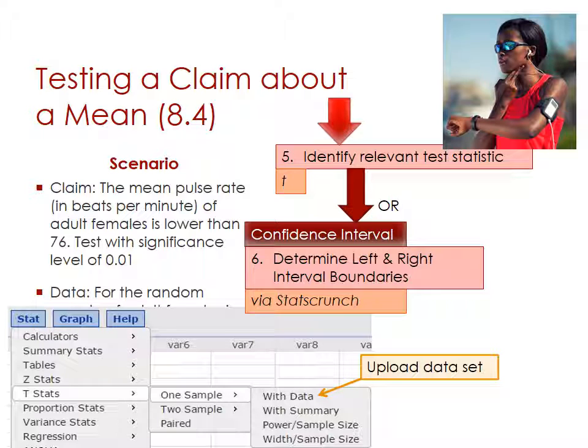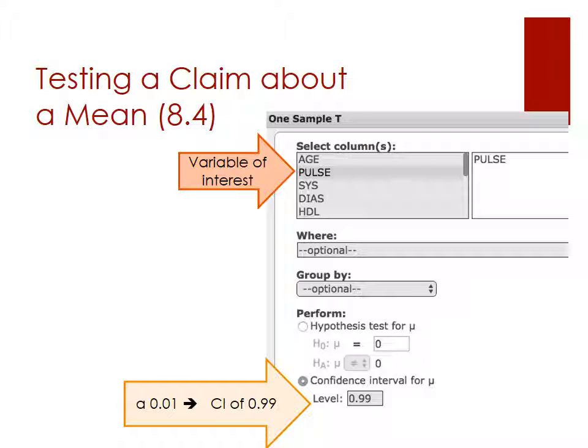Again, similar to what we did before, you're going to be opening up your T stats, one sample, and in our case, we're using the data, because you're going to be using the data set that we have. Once you have that, you should get an output that looks something like this. Now, your variable of interest is what you're going to click on over there, so our pulse rates are what we move over. Now, notice when we're setting it for a confidence interval, we do not have to set up the hypothesis test here.